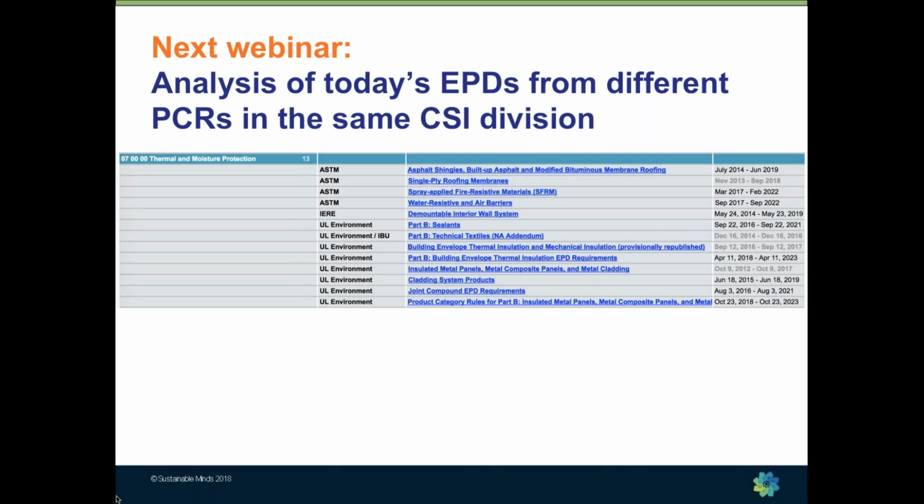And we're going to break down one division. There's a bunch of PCRs in this one division from several different program operators. We're going to look at the structure of those PCRs, and we're going to look at the EPDs, what's in them. How have those manufacturers, guided by their LCA providers and the program operator, how have they implemented their EPDs, and how might a building professional use them to make better informed decisions about products.